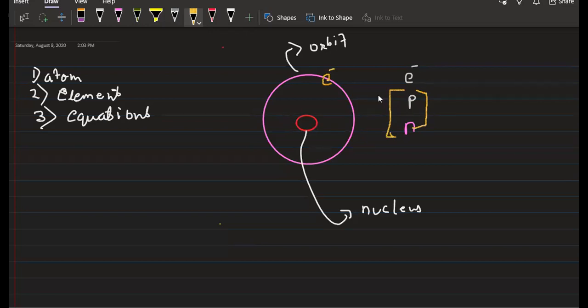So I can say that we have 3 subatomic particles: electron, proton, and neutron. Sorry, my handwriting is bad today because I'm not using the writing pad, I'm just using a mouse, so bear with me. So this is proton and this is your neutron.